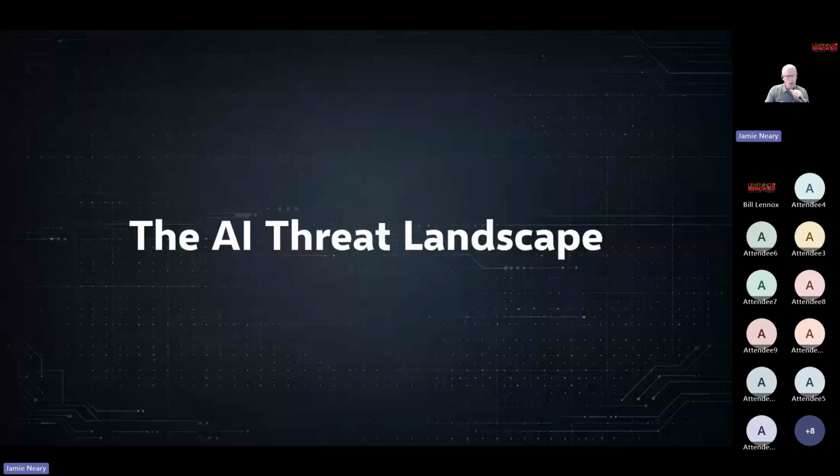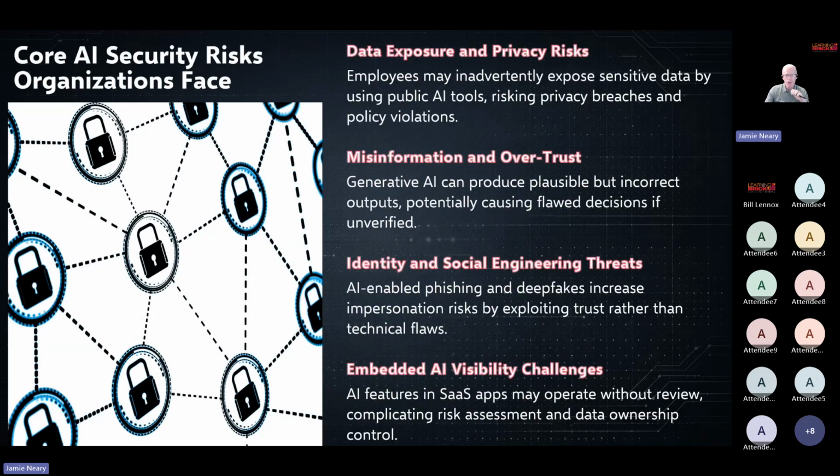Now, let's take a look at the AI threat landscape. What are the big challenges that are out there nowadays? So, first and foremost, data exposure and privacy risks. Now, the majority of the risks are predominantly people-driven rather than technology-driven. Now, that's not to say there aren't some technological problems with AI.